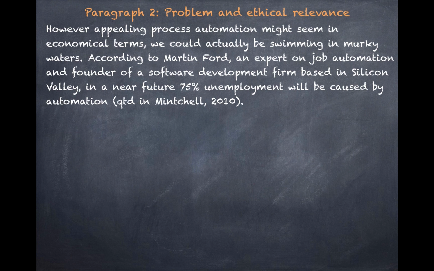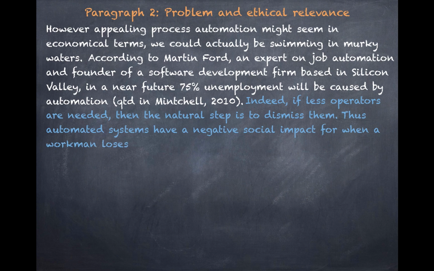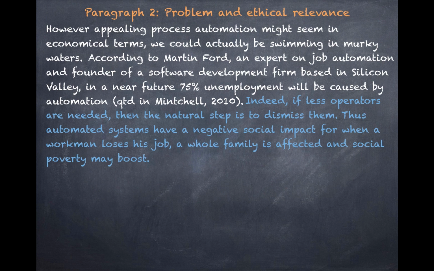Afterwards, we stated the problem. Indeed, if fewer operators are needed, then the natural step is to dismiss them. Thus, automated systems have a negative social impact, for when a workman loses his job, a whole family is affected and social poverty may boost. Remember that the problem should be in blue. Immediately after, we mention the ethical relevance.